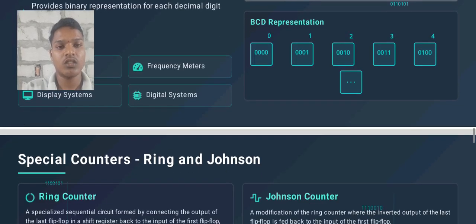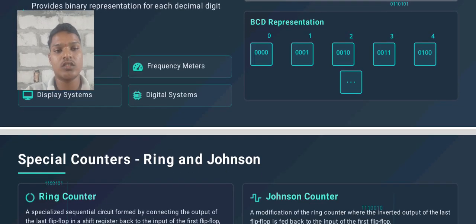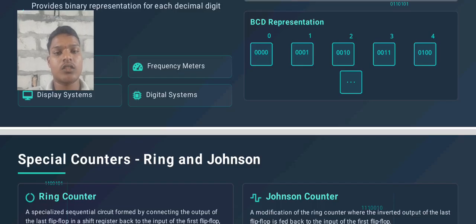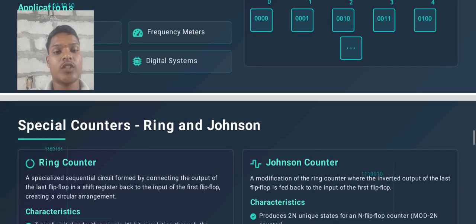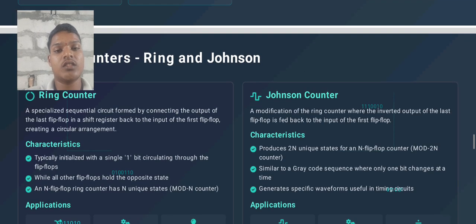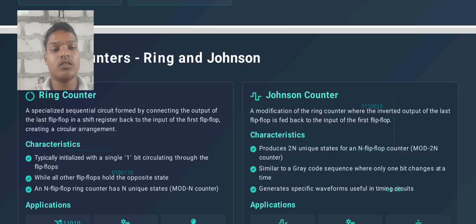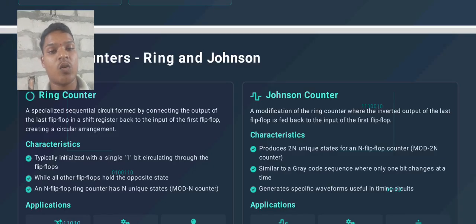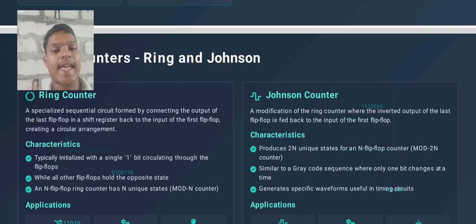Special counters: ring and Johnson. Ring counter: a specialized sequential circuit formed by connecting the output of the last flip-flop in a shift register back to the input of the first flip-flop, creating a circular arrangement. Characteristics: typically initialized with a single 1 bit circulating through the flip-flops, while other flip-flops hold the opposite state. An n flip-flop ring counter has n unique states.